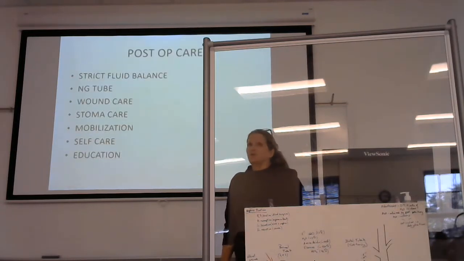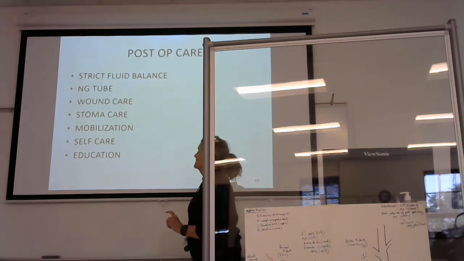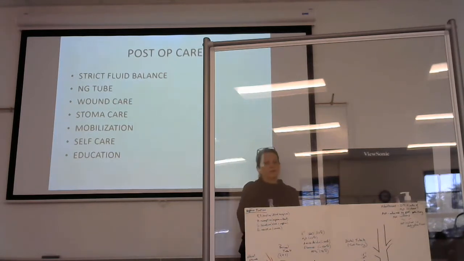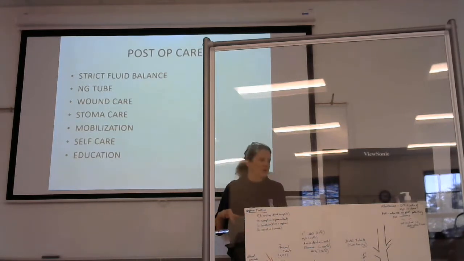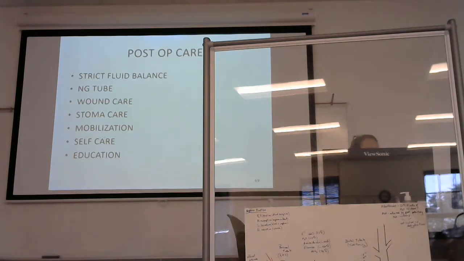All right, so fluid balance post-op, because we need to know. When I say strict, they'll probably come back with a catheter or Foley, and we need to be watching. Well, they'll have that stoma, so we'll be able to measure that. Or they may put a temporary Foley in the Coke pouch, or just have you cap it every so often to see what's coming out. So we're still keeping track of I&O for these patients.